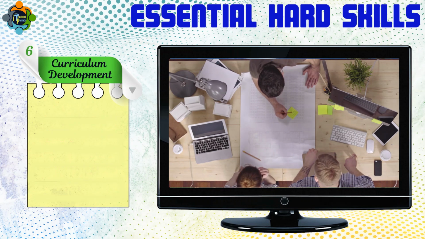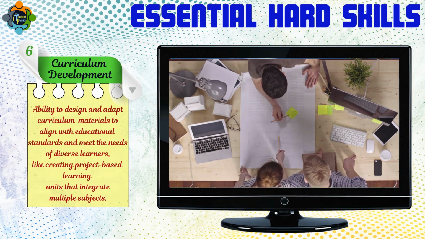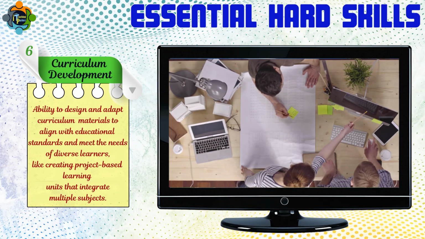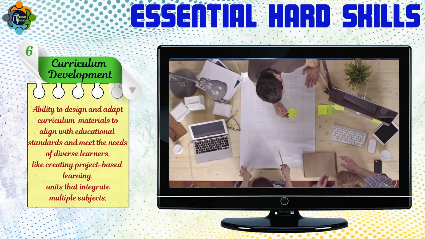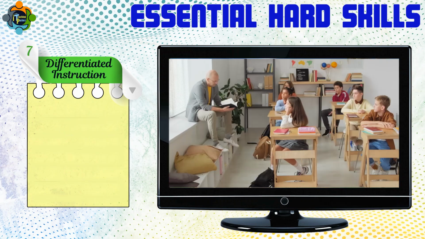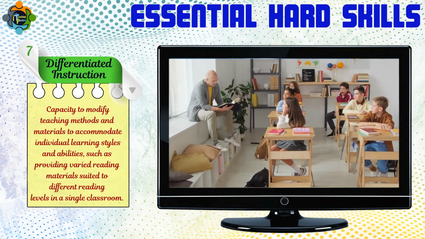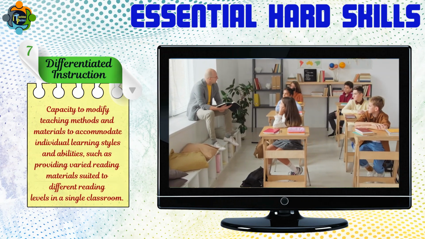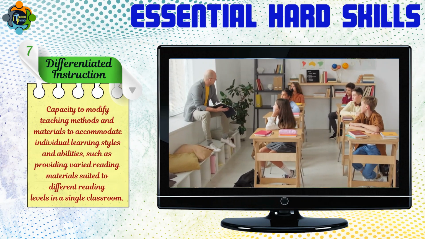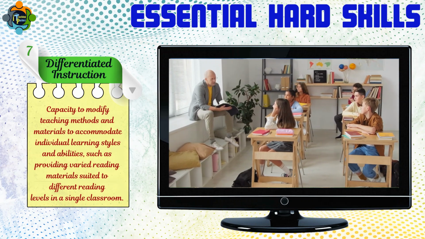Number 6, curriculum development. Ability to design and adapt curriculum materials to align with educational standards and meet the needs of diverse learners, like creating project-based learning units that integrate multiple subjects. Number 7, differentiated instruction. Capacity to modify teaching methods and materials to accommodate individual learning styles and abilities, such as providing varied reading materials suited to different reading levels in a single classroom.